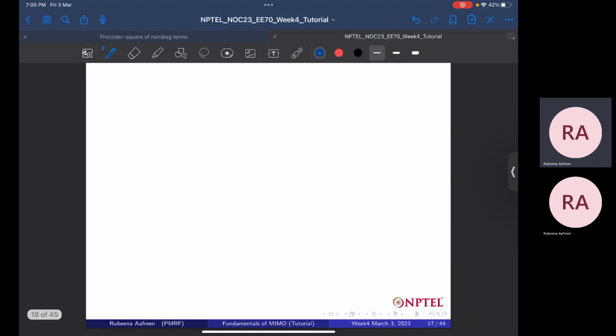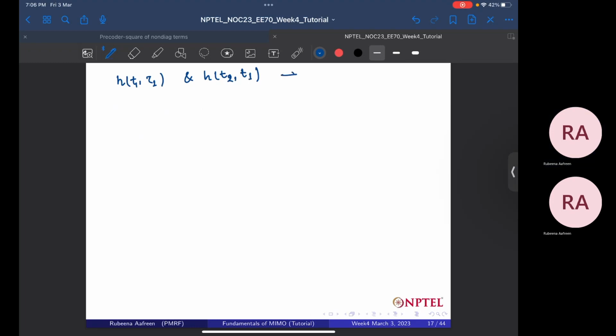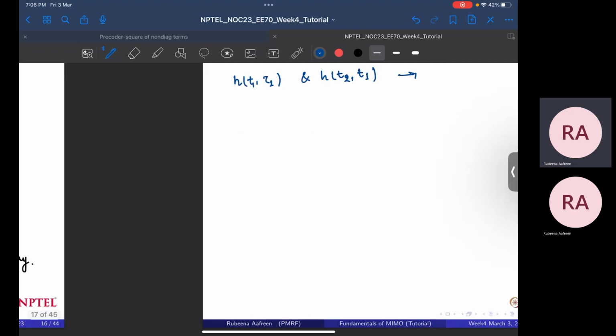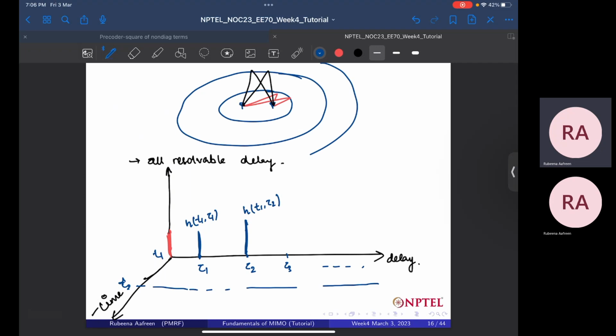Okay, so basically h of t1 and tau 1 and h of t2 and tau 1, these two are the same signal impulse response studied at two different time instants t1 and t2. So what I mean to say is that this is tau 1, this is again the tau 1 axis, and then there is one impulse response h of t2 comma tau 1.